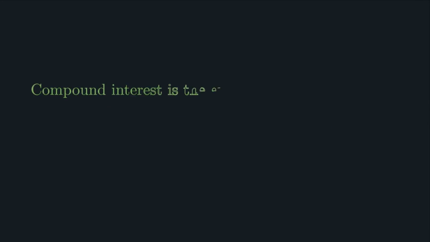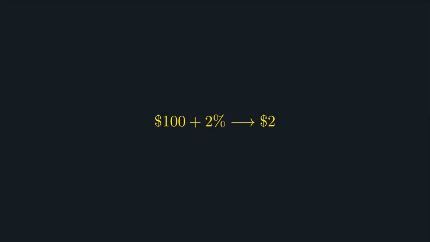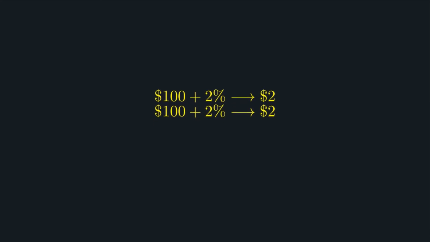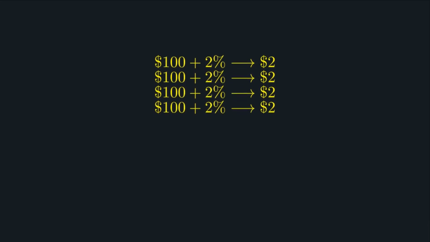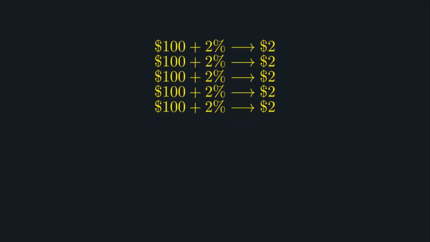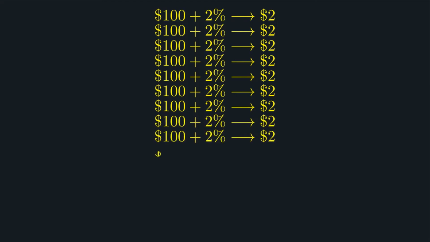What is compound interest? Compound interest is the eighth wonder of the world. He who understands it, earns it, he who doesn't, pays it. Let's say you invested $100 in a savings account at 2% per annum, that is, you receive $2 every year. You withdraw the $2 and keep the $100 in your savings account. In 10 years you will receive $20.